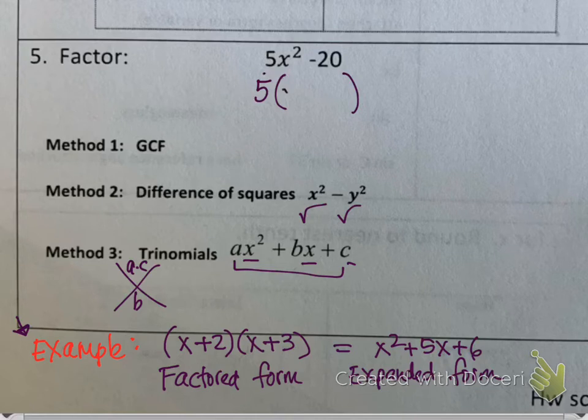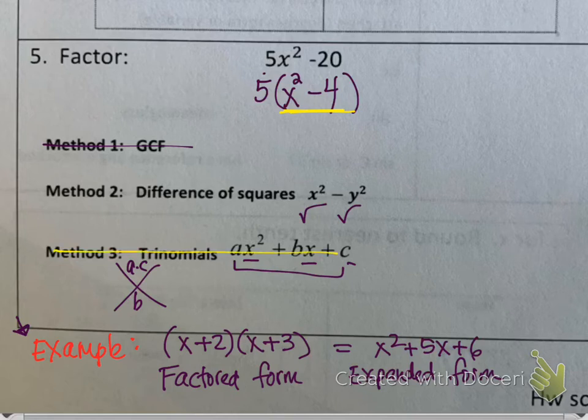Well, 5 times x squared, bring down the minus sign, and then 5 times what would get you 20? Well, 5 times 4. So we use method 1, so that's complete. Once you're finished with the method, you do have to check what's left inside the parentheses to see if you could factor that further. So the only options left are method 2 and method 3, and I know that method 3 would not apply because it has to have 3 terms for method 3.